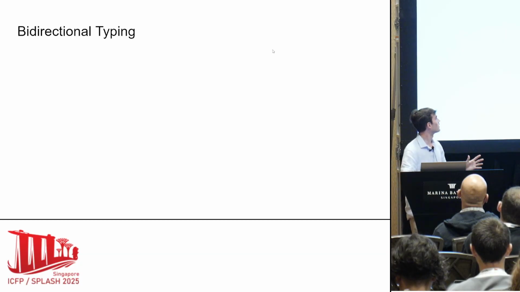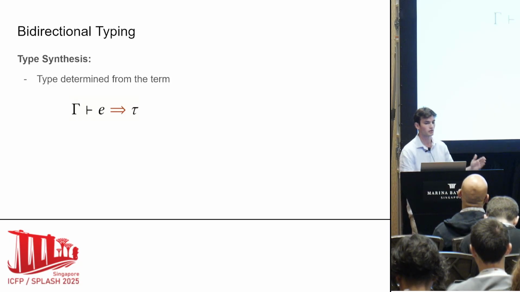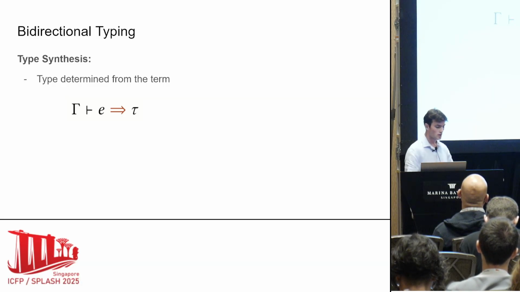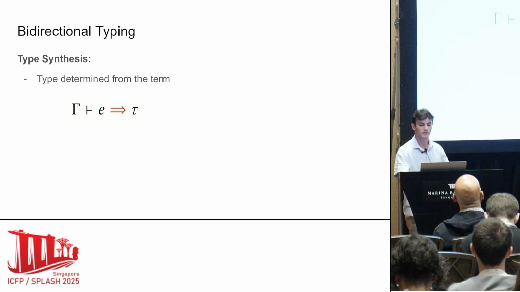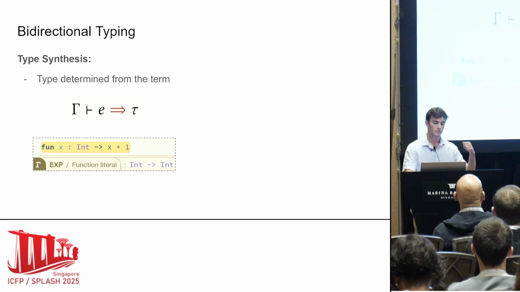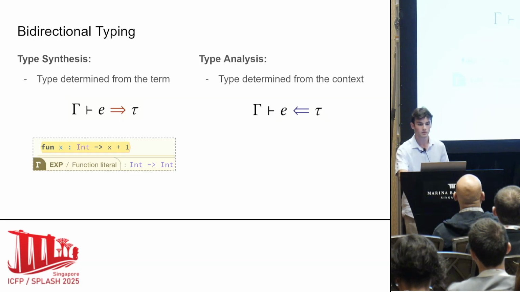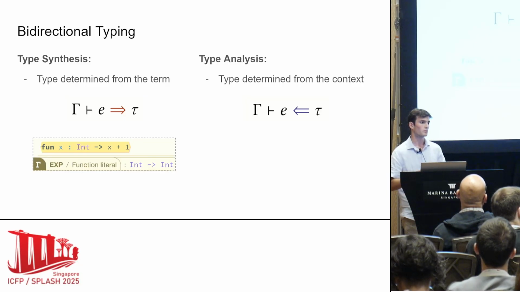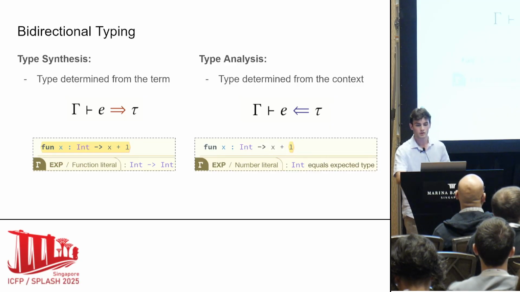And just an overview on bidirectional typing in case anyone's unfamiliar. It basically splits type checking into two modes. Synthesis, which is where you have a term and you can determine the type from the term itself. So for example, with this function, we can determine its argument is an integer because it's annotated, and its body is an integer because it's a plus expression. And then on the other hand, we have type analysis, which takes information from the context, from around the term. So for example, the 1 in that function is required to be an integer because it's in a plus expression.